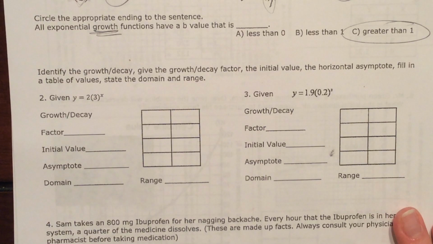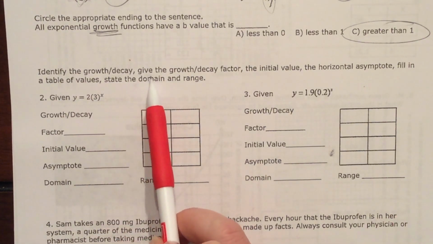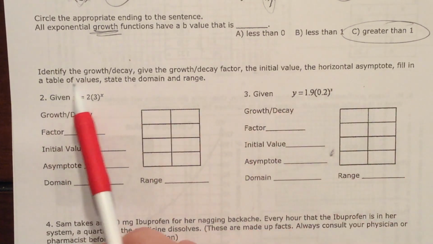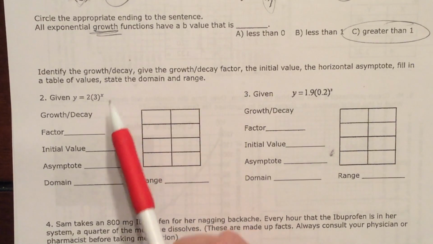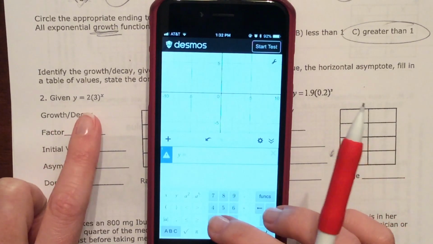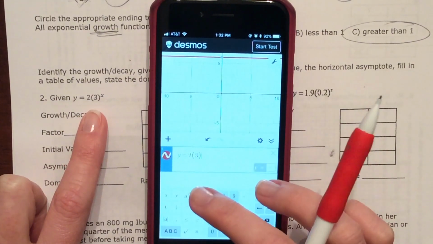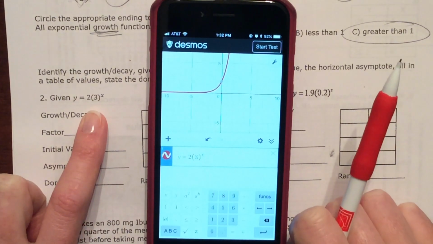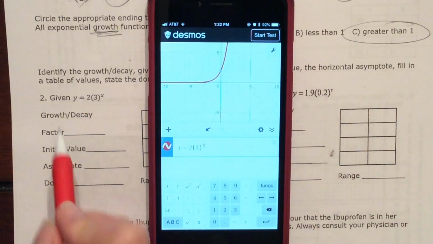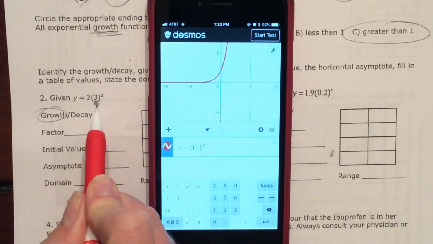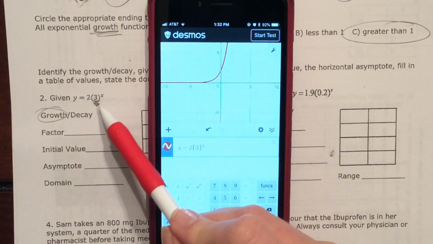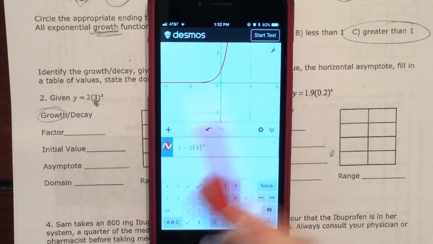The next section: identify the growth or decay, given the growth or decay factor, the initial value, the horizontal asymptote, fill in the table values, and state the domain and range. For this one, we're going to type in y equals 2 times 3 to the x, and then answer all of our questions based on that. You can see that the graph is going to be growth. I can also see from this B value, when I'm multiplying by 3 every time, that it is going to get bigger. My values are going to get bigger in my table. So this is going to be growth.